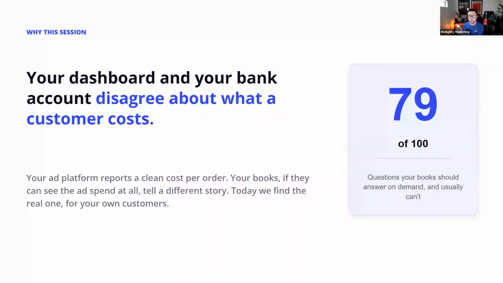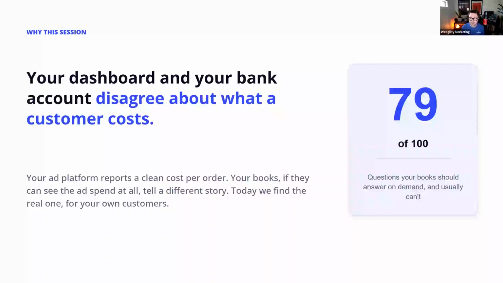These sessions will cover one of those questions every week for the time being. We probably won't go through all 100, but we will go through at least a lot of the more important ones. So the overall gist of this question, which is question 79 of 100: your dashboard and your bank account disagree on what a customer costs.